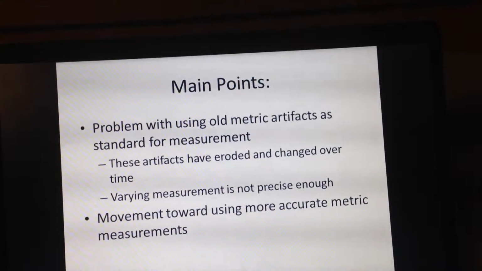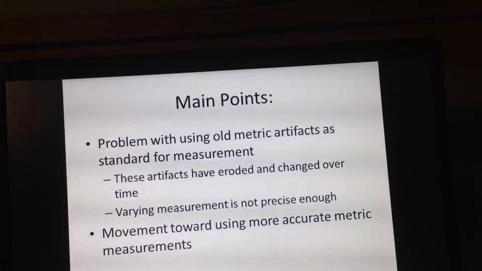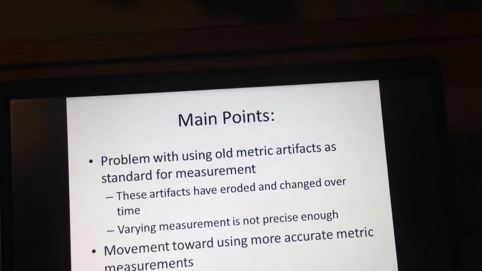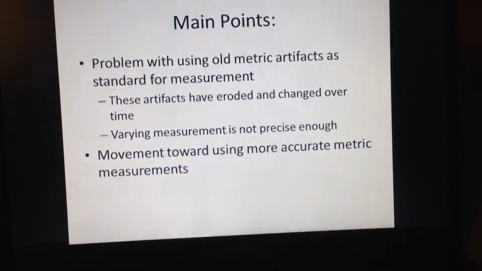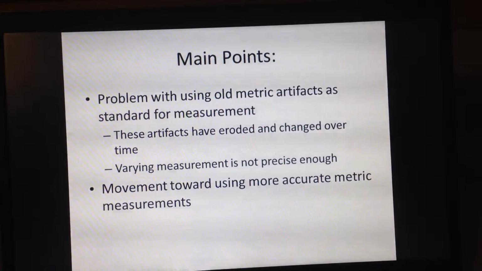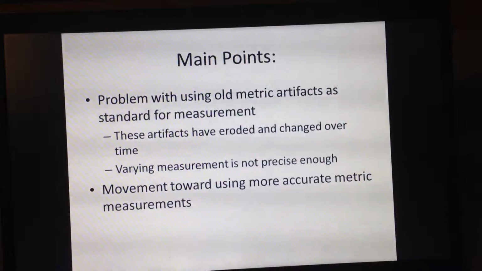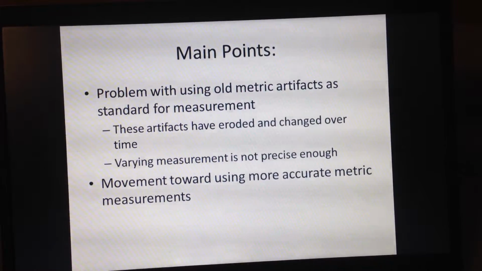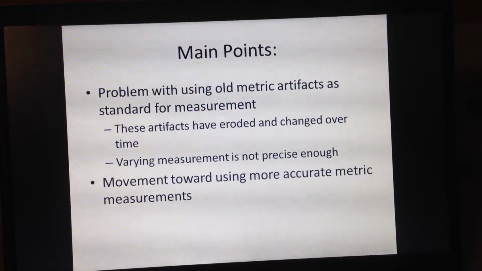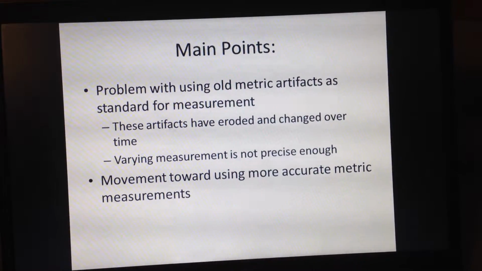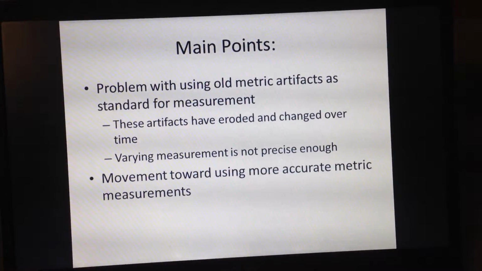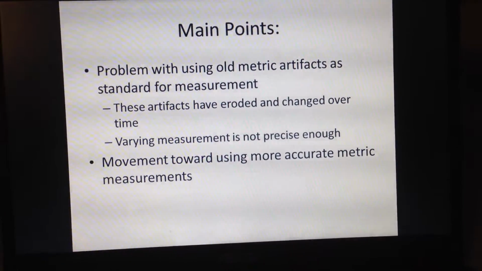So the main issues that Dr. Steiner discussed were the problem with using old metric artifacts as a standard for measurement, and the movement toward more accurate metric measurements. In particular, Dr. Steiner discussed the erosion of the kilogram artifact over time due to chemical reactions with the cleaning agents. Obviously, this means that the measurement of a kilogram is changing with time, so we need to find a calculated constant value of the kilogram.